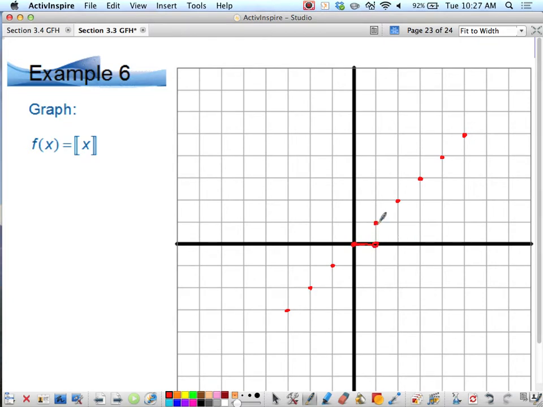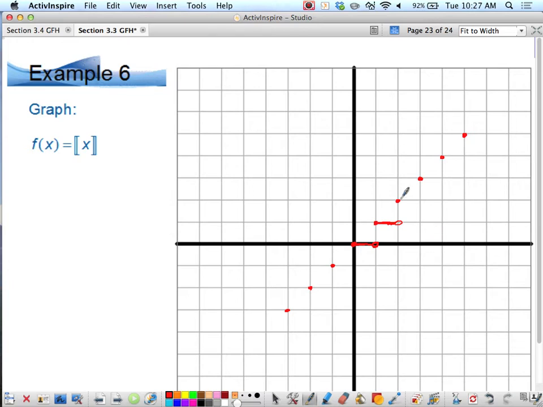All right, now let's hop up here. We know at 1 it's 1. What about 1.2? Is it 1 or 2? 1. 1.3? 1. 1.4? 1. 1.5? 1.6? 1.9? 1. 2 goes to 2. So everything between 1 and 2 is 1. But the minute I hit 2, it jumps.